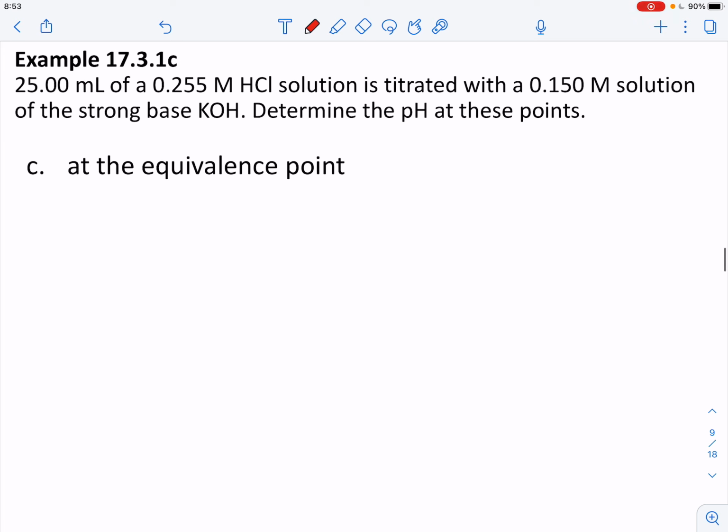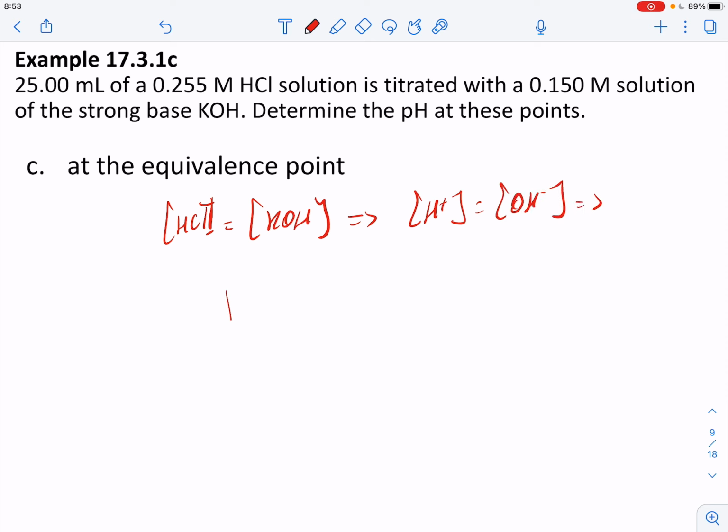At the equivalence point, the concentration of HCl is equal to the concentration of KOH in the solution, which means H plus equals OH minus, and therefore pH is 7. So actually no need to do any calculation here. If you see that situation, if you are titrating a strong acid with a strong base, pH is 7 at the equivalence point. No need to do anything else.